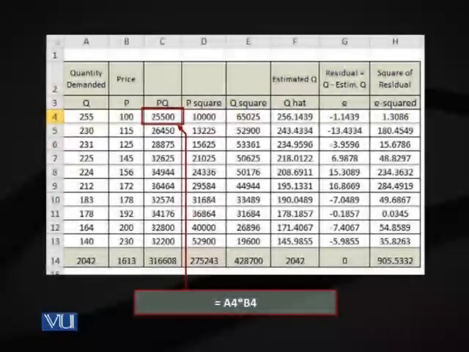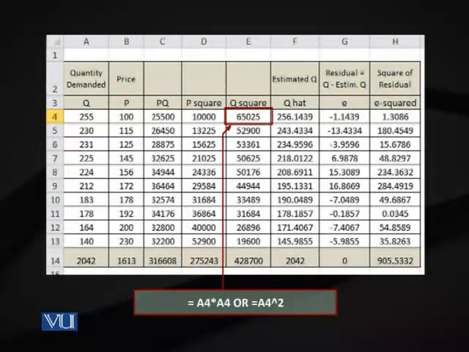In the third, fourth and fifth columns, you have PQ, P square and Q square. Remember that P is your independent variable, which is X. You can say that it is in place of X. And Q is the dependent variable. Then we have all the values computed.